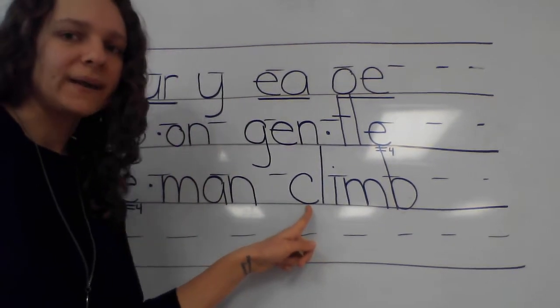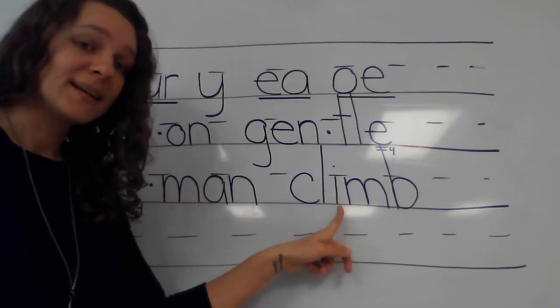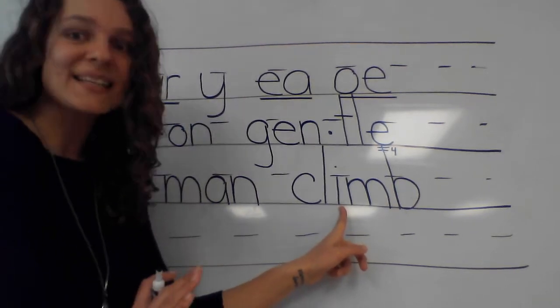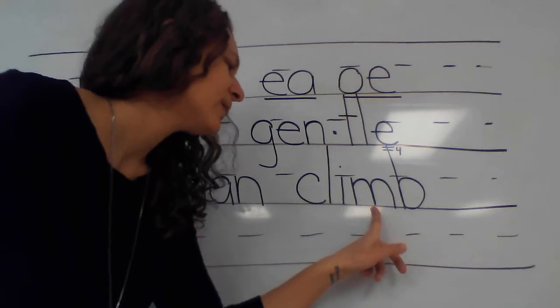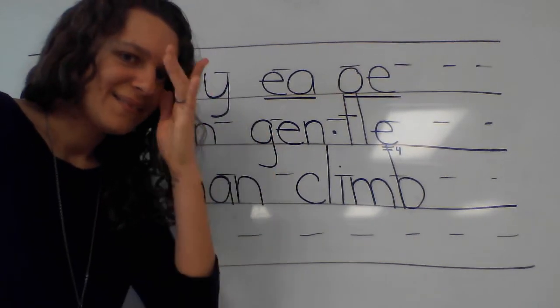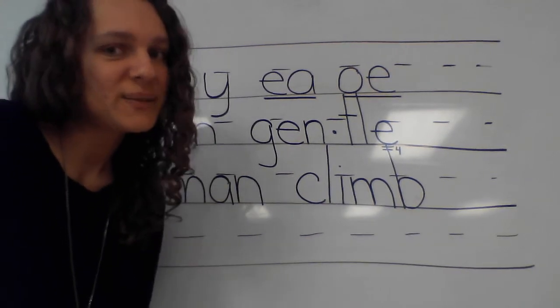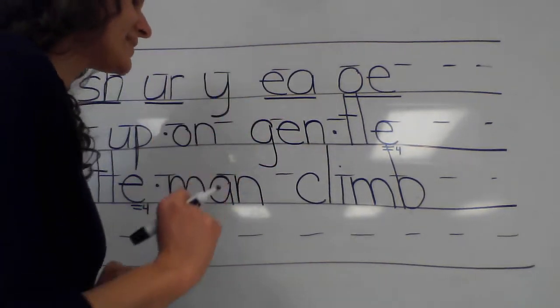Does this need a marking? How about this? How about this? Isn't this saying its name? What do we do to any vowel that says its name? Good, we underline it. Does this need a marking? How about this one? Wait, in our word, this is silent. What do we do to any silent letter? Good, we double underline it.